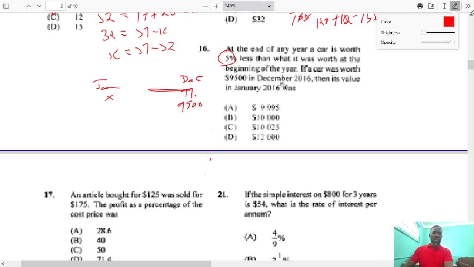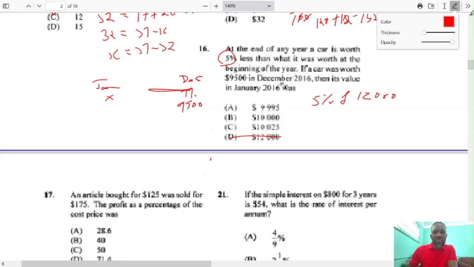Now we're going to start the basic process of elimination. If we find 5% of option D, we get $600. So if we subtract $600 from 12,000, we are not going to get 9,500. So we can just eliminate that. It's easy for 5% of any number: for 12,000, we could simply multiply 5 times 12, and that would give us 60. We would do the same thing for all the other numbers.